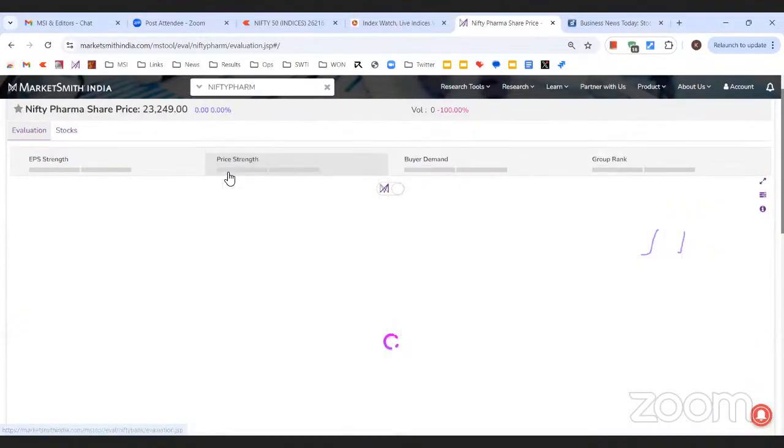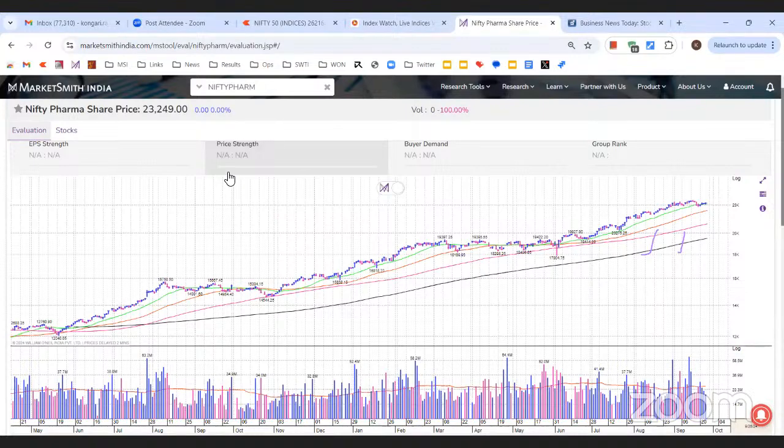Next, we look at Nifty Pharma Index. Again, a sector which is doing very good in the current market, clearly trading near all-time highs, and 21 DMA is very close to the current trading price, and that level has also acted as a good support recently.